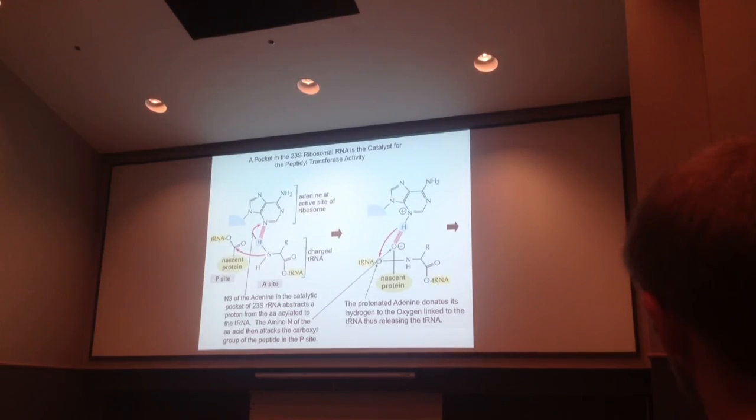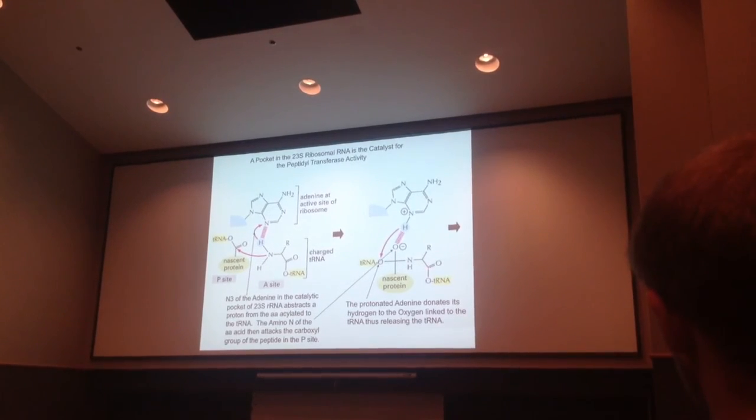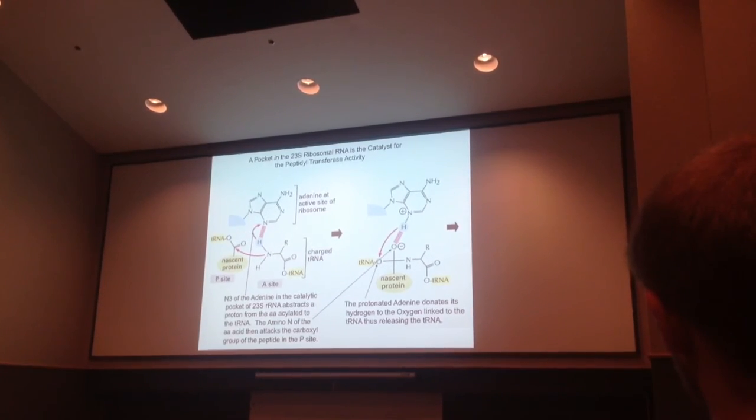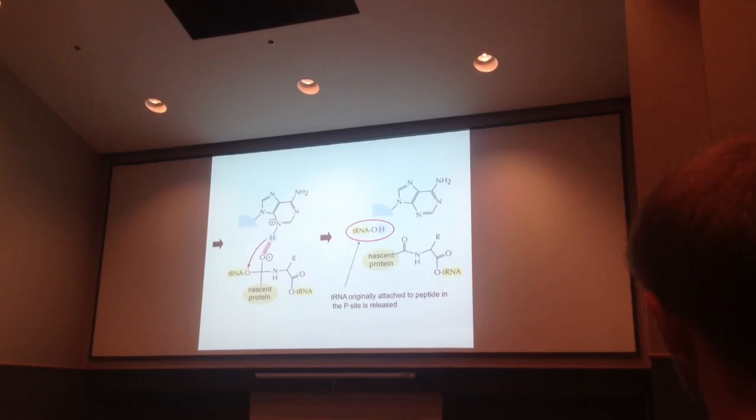The amino nitrogen of the amino acid attacks the carboxyl group of the linkage of the amino acid in the P site, and it changes the linkage. You have that. Okay. That's all I have to know. That just shows you again.